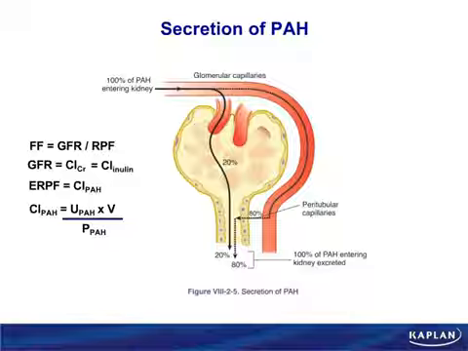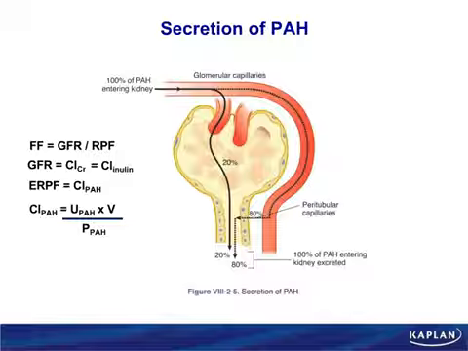Well, remember, secretion has carriers. Secretion has carriers in the cells of the proximal tubules. These carriers get saturated. These carriers do have a transport maximum. So what happens when the PAH carriers become saturated? Well, when they reach transport maximum, you're now secreting at a constant rate. So let's talk about what happens when you reach transport maximum and you're secreting at a constant rate.